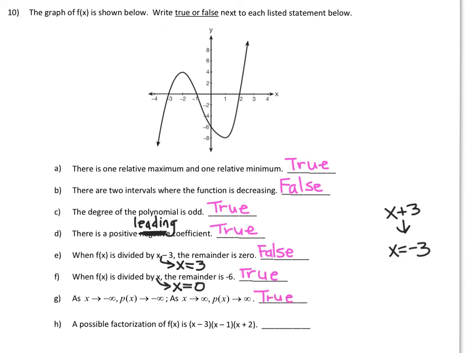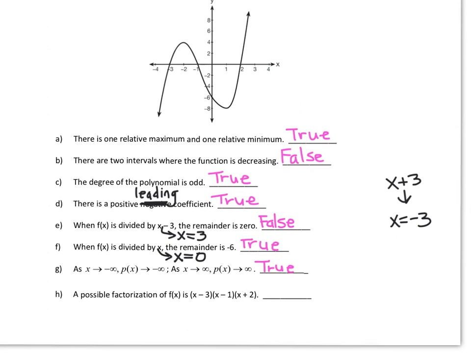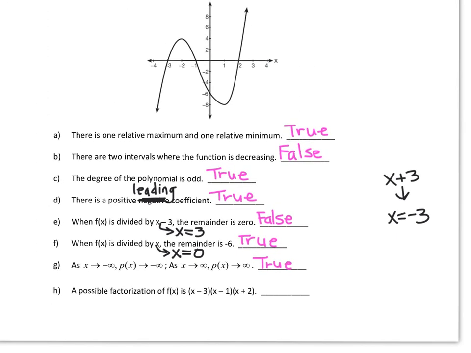All right, and then letter H. A possible factorization of f of x is x minus 3, x minus 1, x plus 2. Well, this one's going to be false, because if we have zeros at -3, -1, and positive 2, wouldn't the factors be x plus 3 and x plus 1 and x minus 2, right? Don't we change the signs? In letter H, we forgot to reverse those signs, so that would not be true. So I'm going to write false on that one.